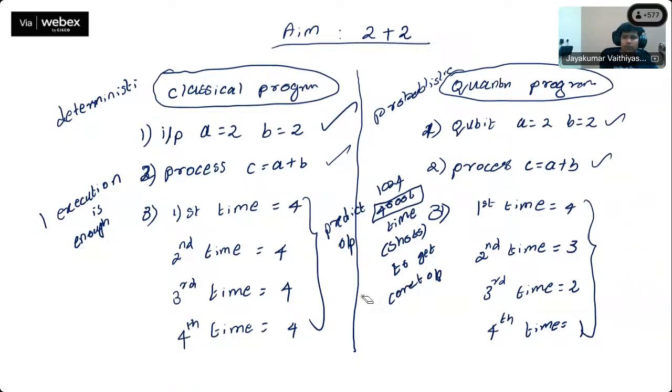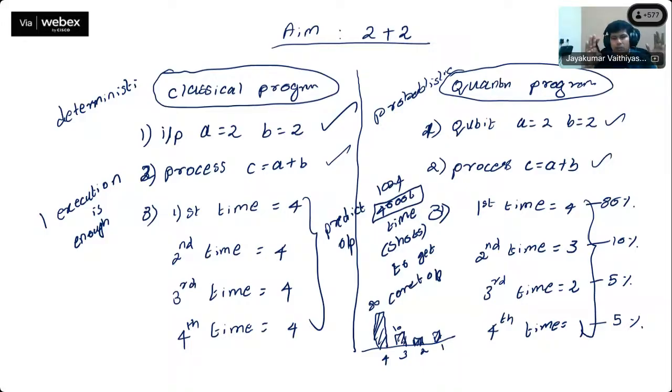What happens? There will be a difference in the occurrence of your outputs. 80% of the time you'll get output as 4, 10% of the time you'll get output as 3, 5% of the time output as 2, and 5% of the time output as 1. If you do statistical analysis, 4 will occur 80% of the time, 3 will occur 10% of the time, and 2 and 1 will occur 5% of the time each.